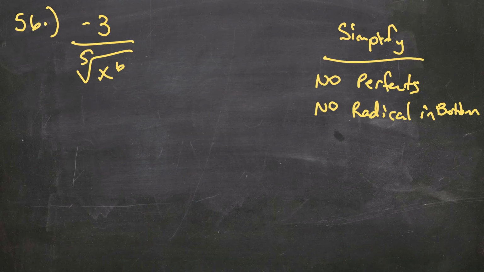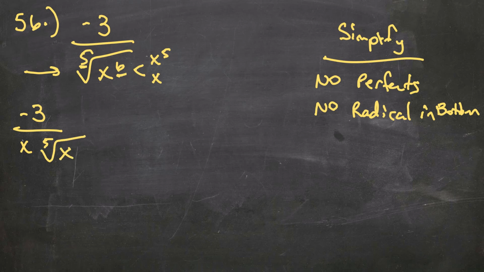All right, in 56, we have to remember, what does it mean to be simplified? To simplify it, you can't have any perfects, and you can't have a radical on the bottom. All right, so I'm going to start with the bottom first. I'm going to pretend like the bottom is just the 5th root of x to the 6th. I'm going to cover up the negative 3. I'm just looking at the bottom, and I see 6 is bigger than 5. So I can rewrite this as x to the 5th and x. X to the 5th gets to come out of jail, so I get x. I have the 5th root of x. So this guy stayed in jail. That's this guy right here.